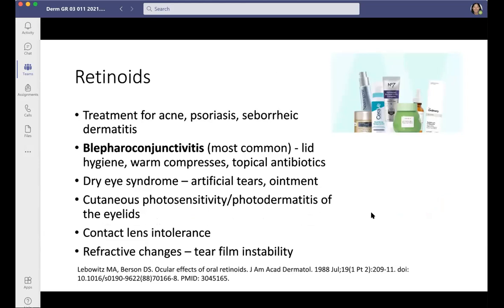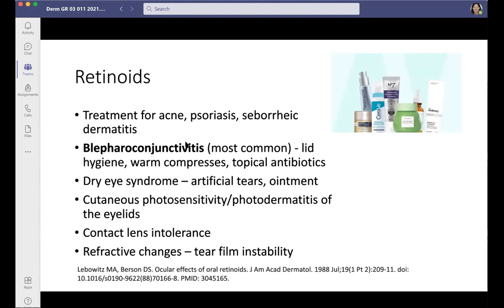Moving on, I thought we'd touch on retinoids, which are commonly used treatments for acne, psoriasis, seborrheic dermatitis. And again, the most common reaction here is blepharitis or conjunctivitis, dry eye syndrome. Patients can get some photosensitivity and get a dermatitis of their eyelids. Because of the ocular surface irritation, they can get contact lens intolerance or have some tear film instability that causes them to have transient blurry vision.